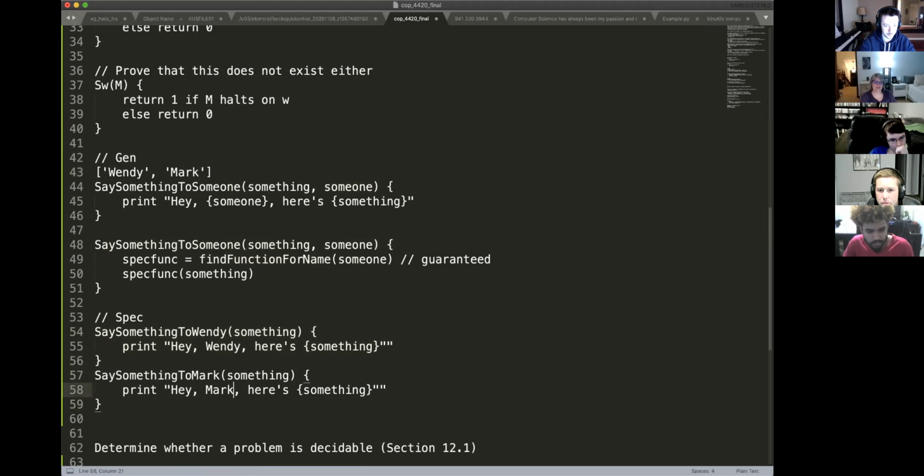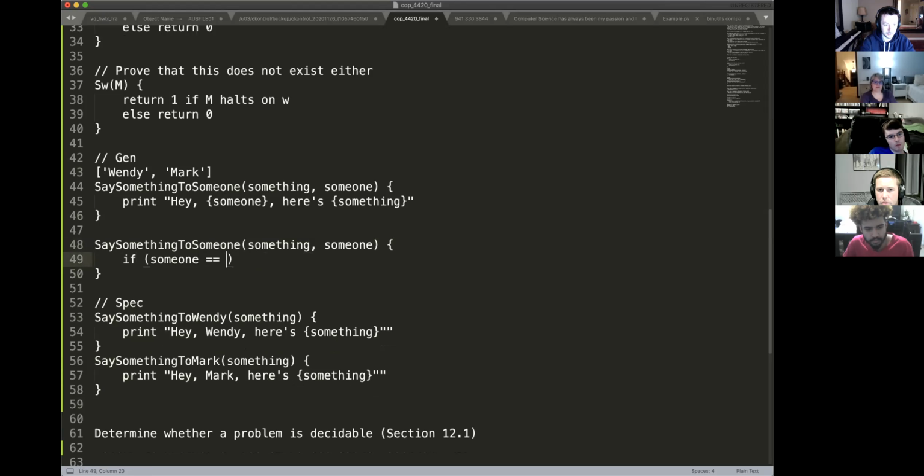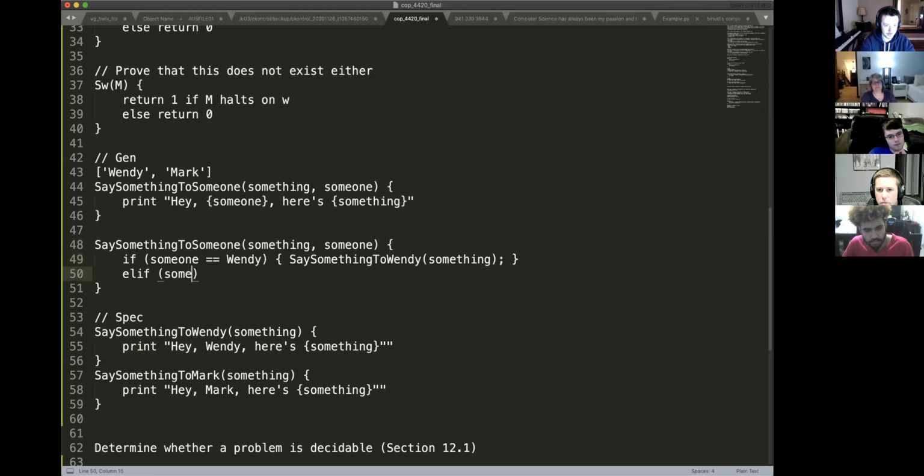So now we have something to Mark. Hey, Mark, here's something, and I'm going to rewrite this so there's no find function for name anymore. It now says if someone is Wendy, then call say something to Wendy something. Else if someone is Mark, say something to Mark something. Do you now agree that in a world where someone can only be one of those two values, those two functions are the same?